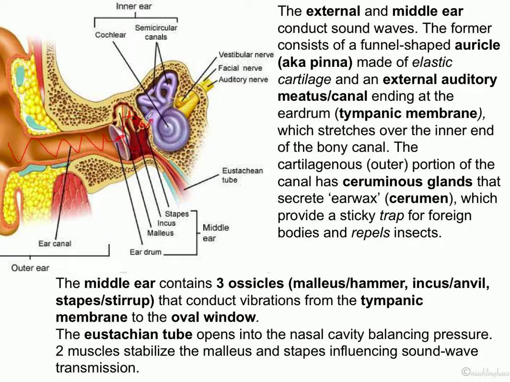When we look at the outside, the ear part, we have this funnel-shaped auricle, also called a pinna. It's elastic cartilage, so you can bend it and turn it, and it goes right back to the regular shape. So that's kind of cool.